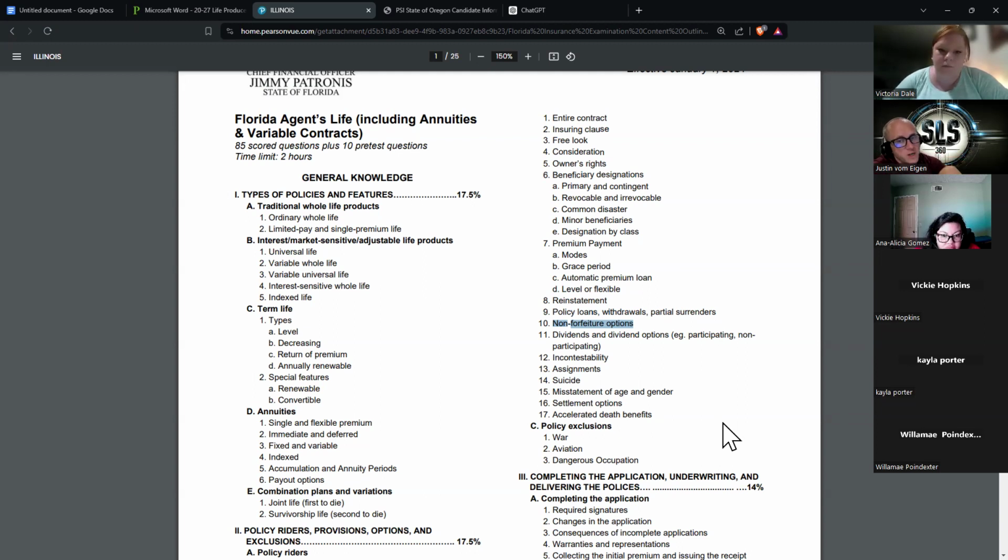So one non-forfeiture option is called extended term. This is usually the default. So extended term is, say you have a $100,000 whole life policy with $20,000 of cash value, and the policy lapses.